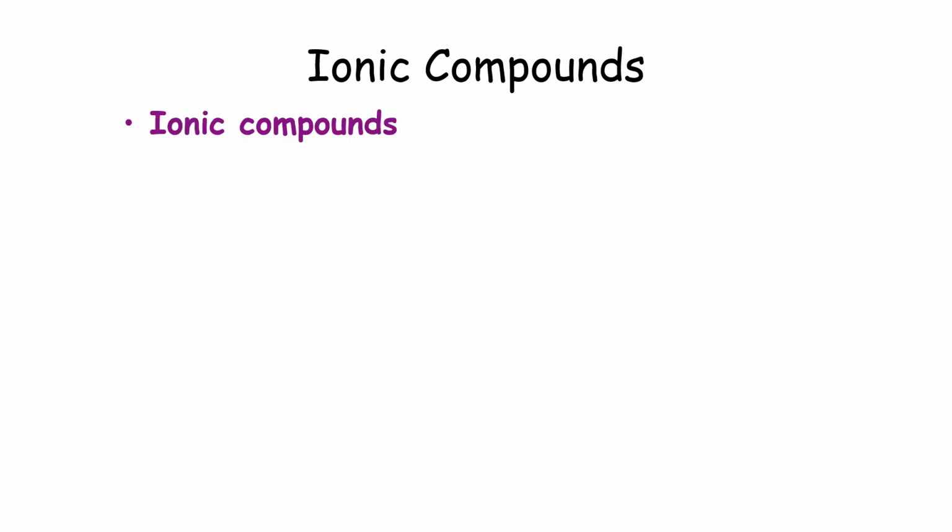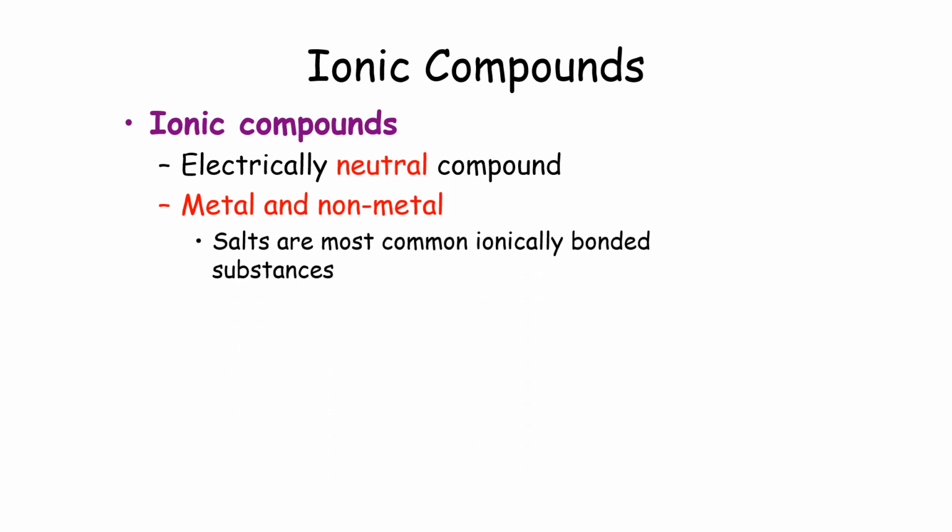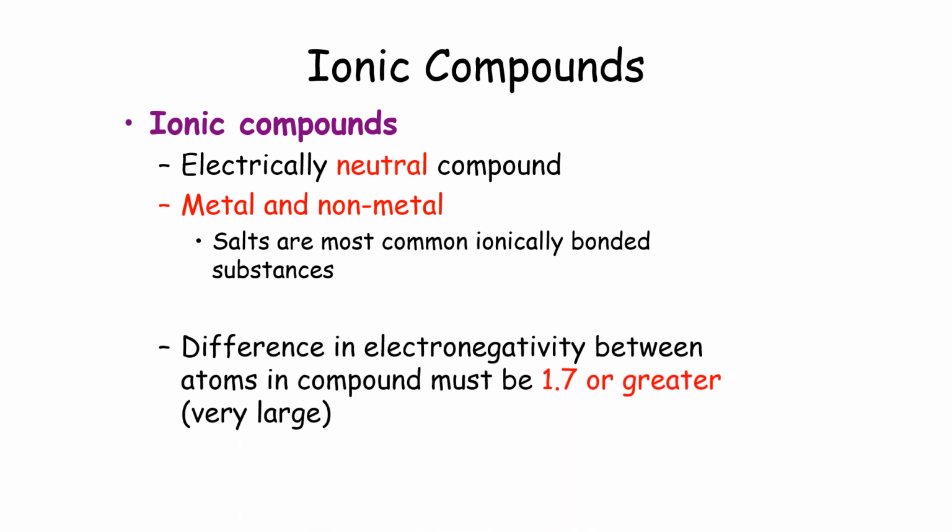Now, those ionic compounds that result from ionic bonding are electrically neutral. What that means is that the overall charge on those compounds is 0. So they'll have as much positive charge as they have negative charge. And remember, we said that they are between a metal and a non-metal. Salts, for the most part, are the compounds that have ionic bonding. And the difference in electronegativity between the atoms in an ionic bond is 1.7 or greater. So that's a huge difference.